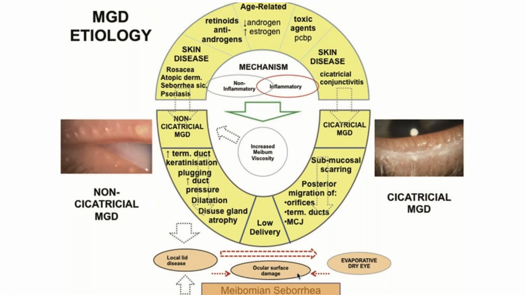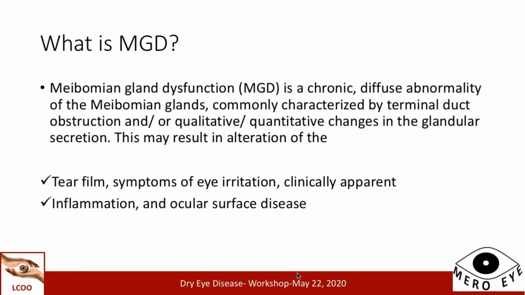So basically, when we are talking of meibomian gland dysfunction, we classify it into two categories because this is the most common one. You could have a non-cicatricial one and you could have a cicatricial one. These are the two most common among the MGD. So what is MGD? Basically, it's a chronic diffuse abnormality of the meibomian gland, commonly characterized by a terminal duct obstruction. I think this is basics we learn in optometry, right?